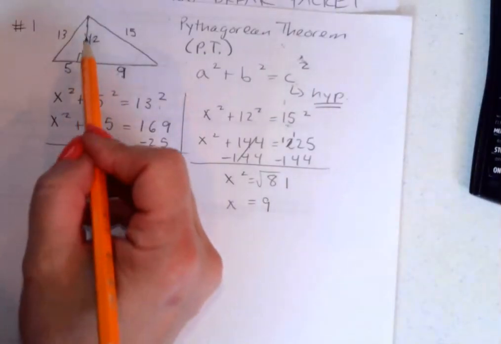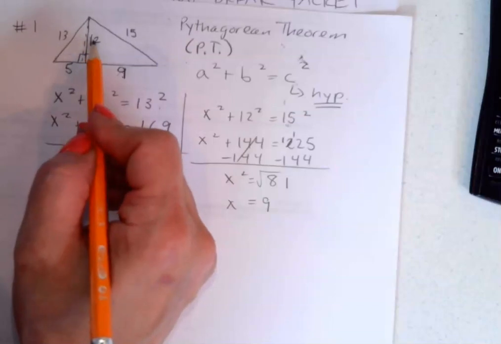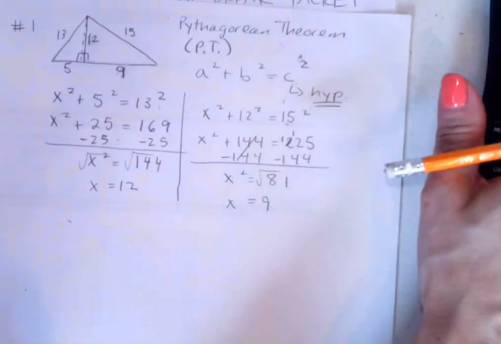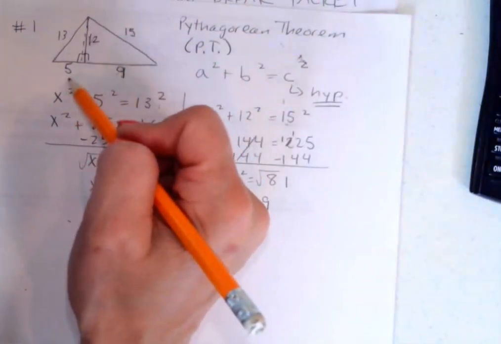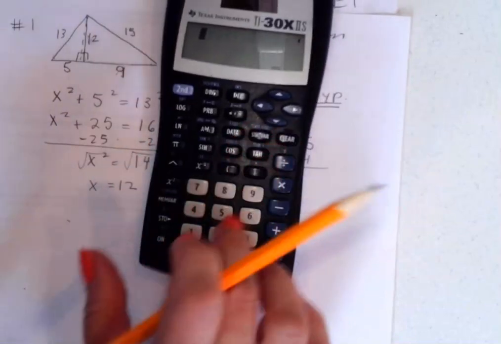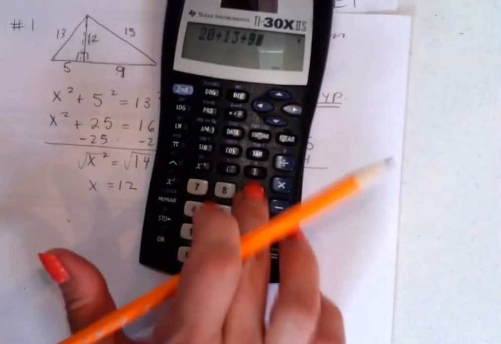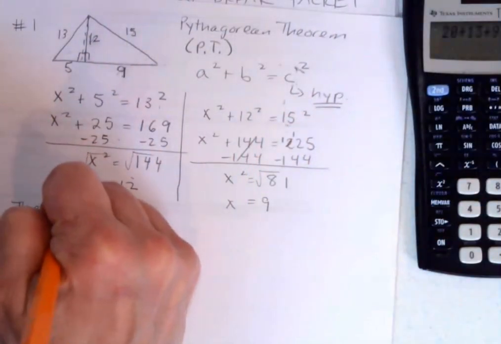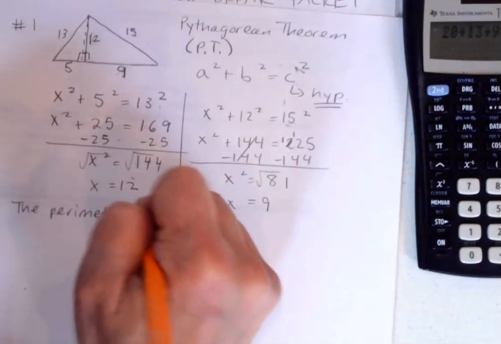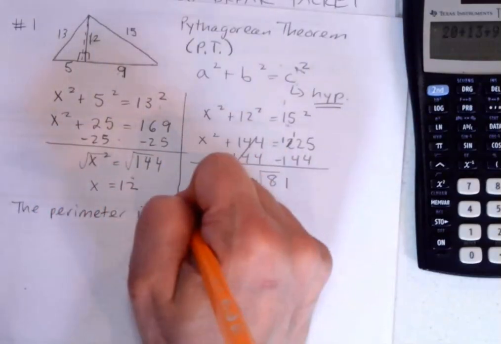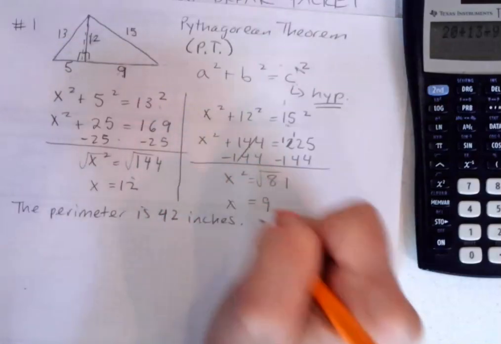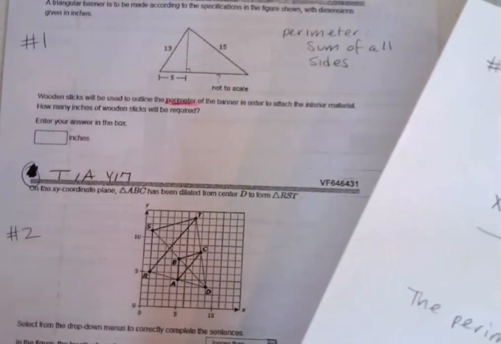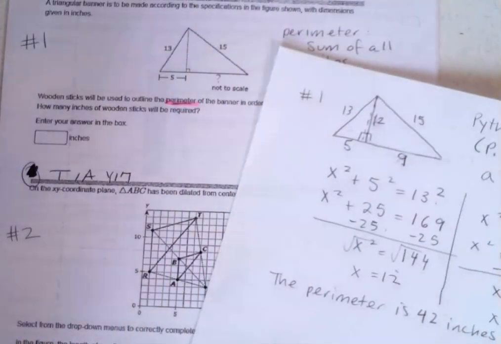and remember this is on the inside, so this measurement does not count. We just need to add up all of our measurements. So we have 15 plus 5 is 20. And we're going to add 13 and 9 and get 42. So the perimeter is 42 inches. And that's it. That's number 1. All right, let's go and take a look at number 2.